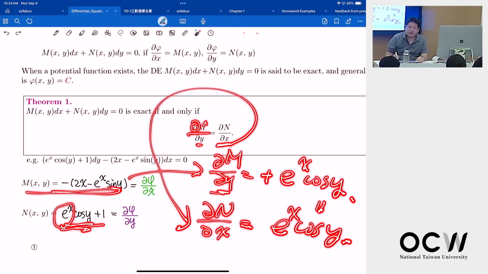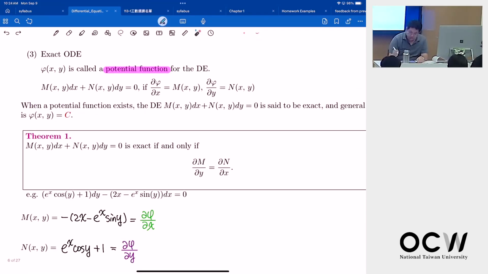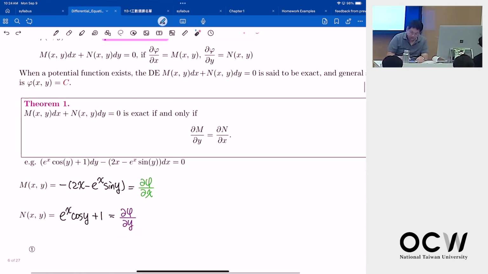And then now I need to find the what? The potential function. Okay? So how do I find the potential function? We know that we have a potential function phi, and they also satisfy those equations. Partial phi over partial x will be your M. Partial phi over partial y will be your N. Okay, so now I have these two equations.